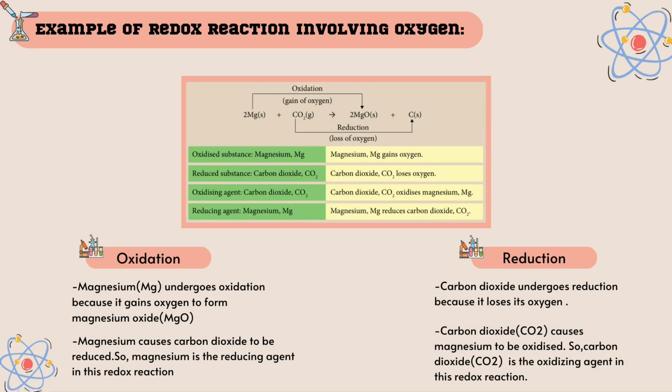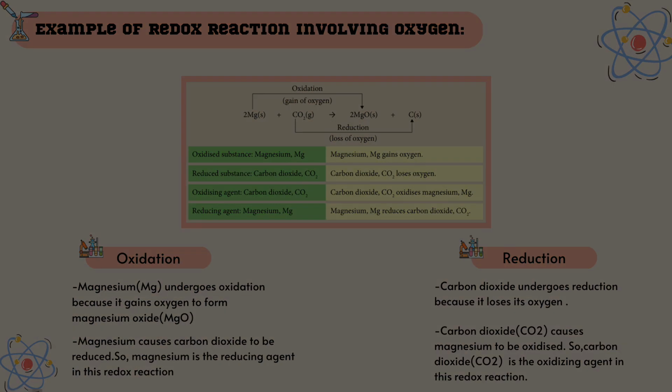This is an example of redox reaction involving oxygen. As we can see, magnesium undergoes oxidation because it gains oxygen to form magnesium oxide. Magnesium causes carbon dioxide to be reduced, so magnesium is the reducing agent in this redox reaction, while carbon dioxide undergoes reduction because it lost its oxygen. Carbon dioxide causes magnesium to be oxidized, so carbon dioxide is the oxidizing agent in this redox reaction.